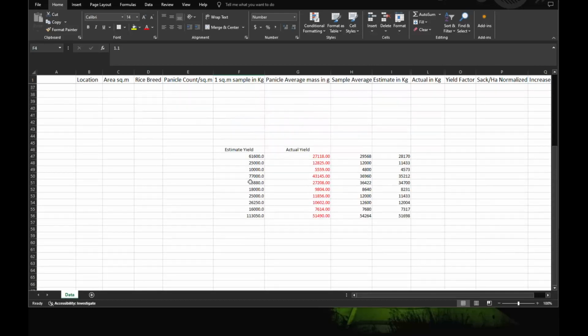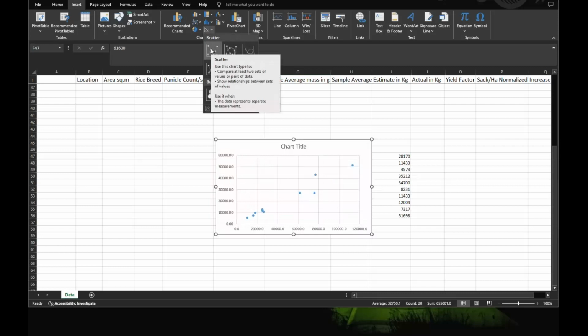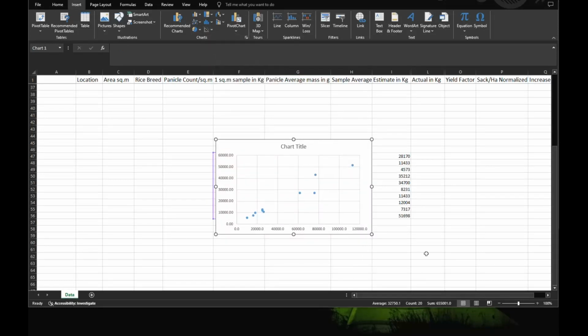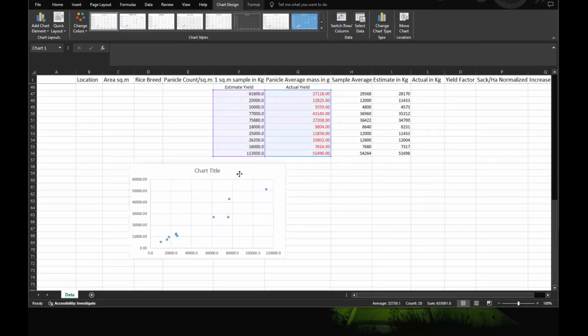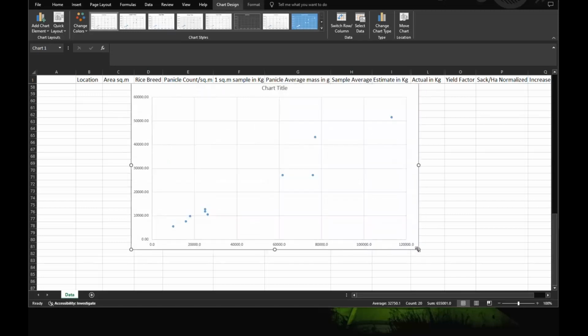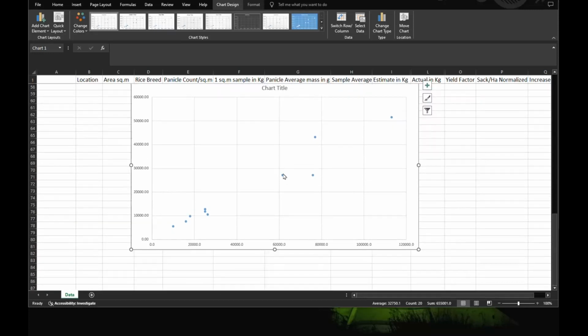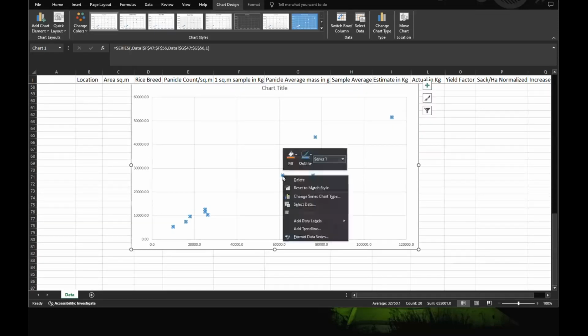So how do you plot chart? Take this data, insert, take these, scatter. As you can see, it plots. Move them out of the way, make it larger, and then take any point and add trend line.